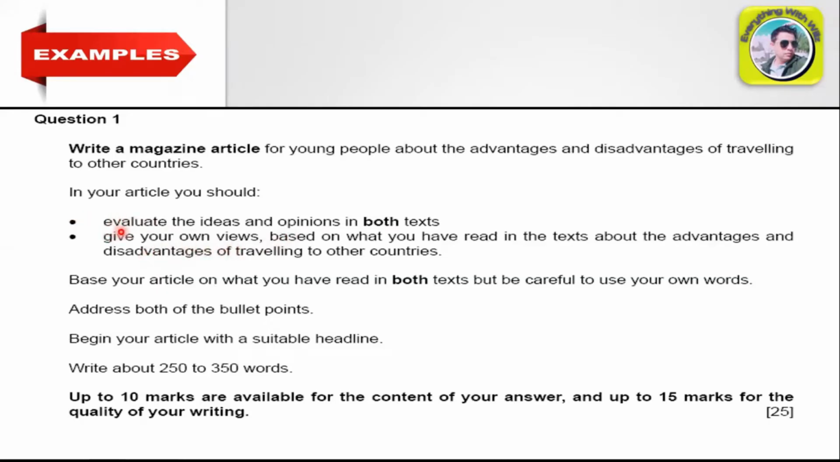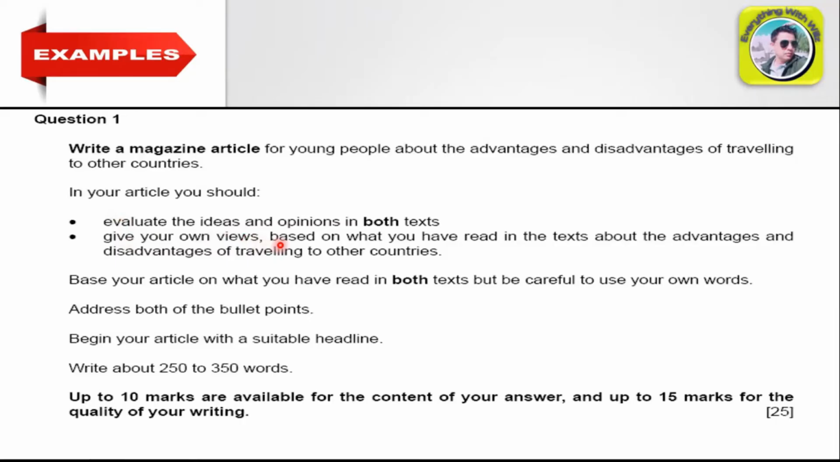I suggest my students make two paragraphs on bullet one and one paragraph on bullet two. So overall, I suggest my students write the directed writing in three paragraphs. How? If there is one text or if there are two texts. If there are two texts, in the first paragraph, evaluate text A, in the second paragraph, evaluate text B, and in the third paragraph, give your own opinion about what you have read in text A and text B.